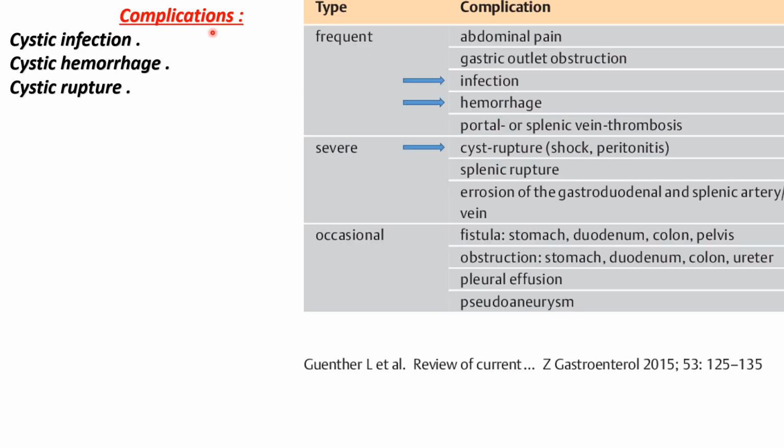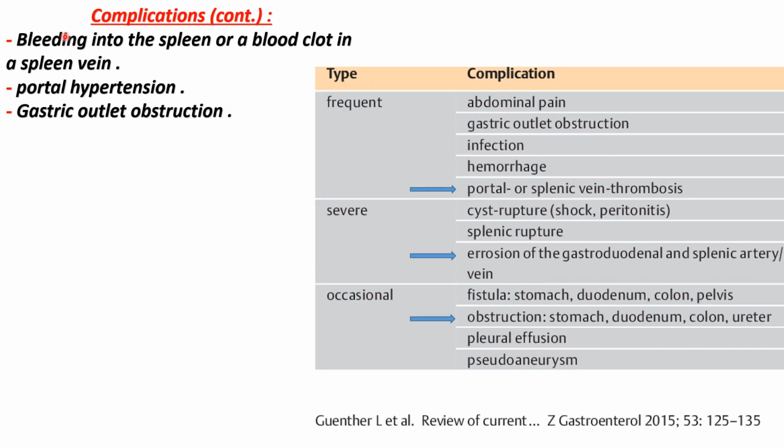Complications of pancreatic pseudocysts: cystic infection, cystic hemorrhage, cystic rupture, bleeding into the spleen or a blood clot in a splenic vein, portal hypertension, gastric outlet obstruction, portal or splenic vein thrombosis, which perhaps causes portal hypertension, erosion of the gastroduodenal and splenic artery or vein, causing bleeding into the spleen, and obstruction in the stomach, duodenum, colon, and ureter.